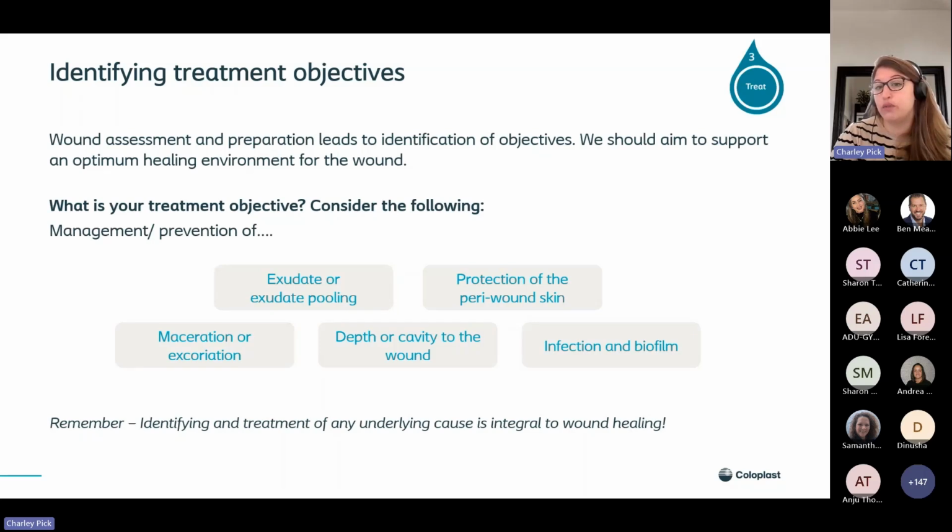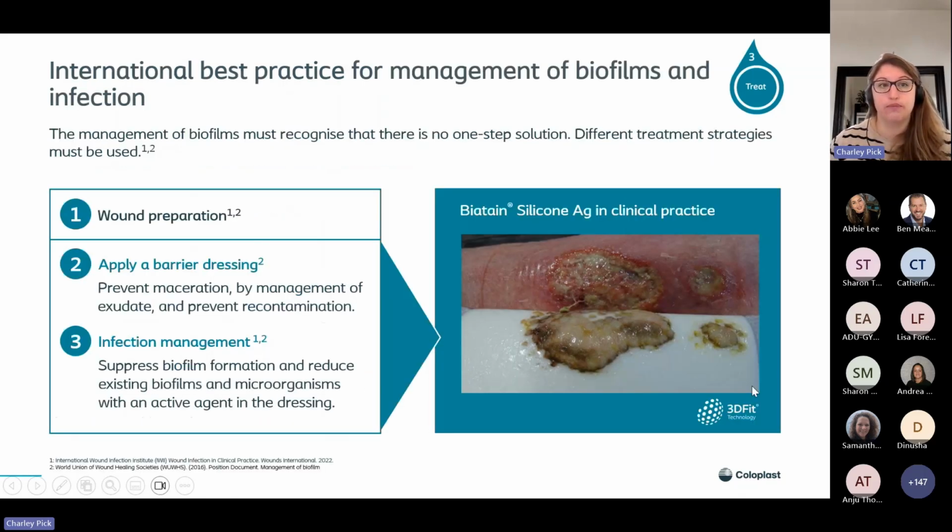Think about the protection of the peri-wound skin. Could be maceration or excoriation that is a problem, so you need to manage that. Could be depth or cavity to that wound, or it could be your infection and biofilm. And remember that identifying and treatment of any underlying cause is integral to your wound healing, which you should have picked up in your wound assessment.